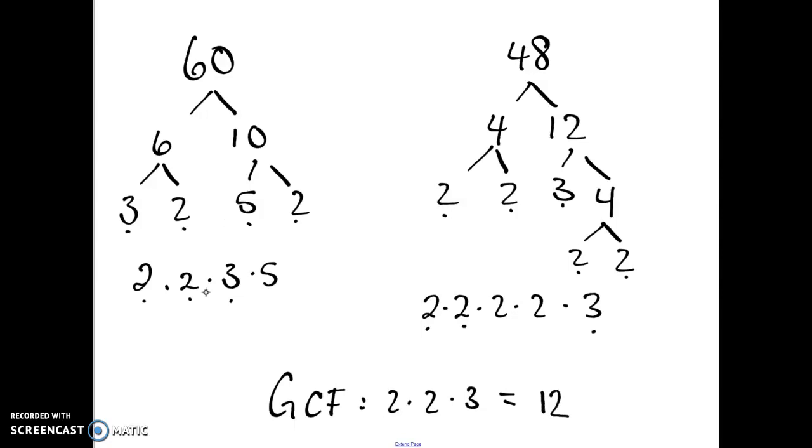And one thing I want to point out is I could rewrite it by taking all of these terms as a 12 and multiplying by what's left over. 12 times 5 equals 60. If I took 2 times 2 times 3 and got 12, I would have left over 2 times 2, which is 4. 12 times 4, or the greatest common factor times what's left over, gives me 48. Okay? So this is just a quick review of the greatest common factor.